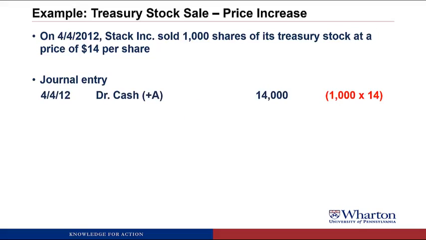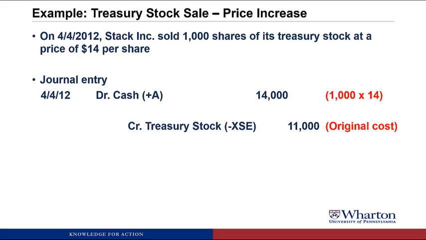So we want to debit cash for $14,000 because we're receiving $14,000 cash. That's 1,000 shares at $14 per share. We're going to credit treasury stock to reduce the treasury stock for $11,000. Remember, that's the original cost that we bought shares at, $11 a piece. So 1,000 shares times $11 gives us the $11,000 that we take out of treasury stock.